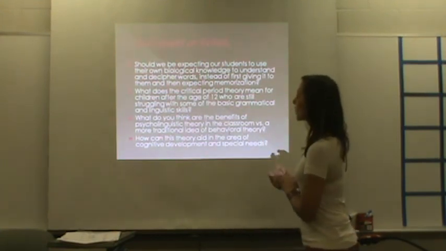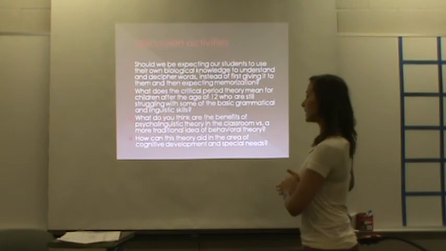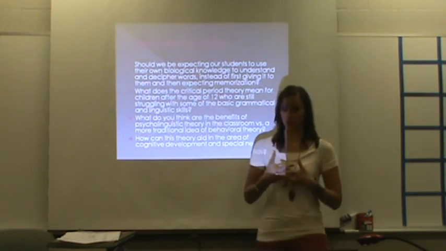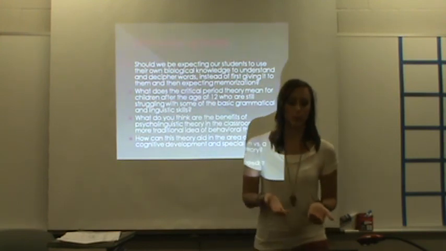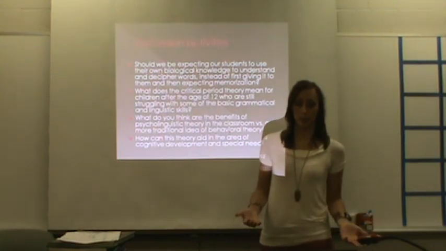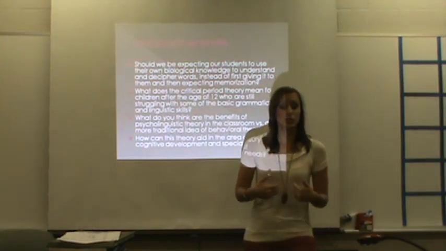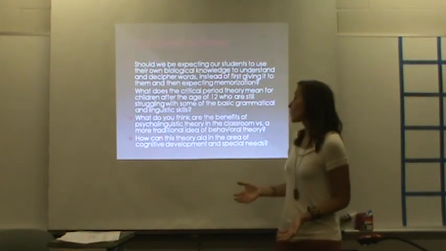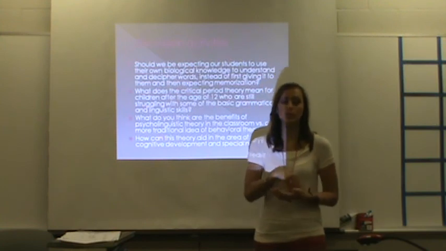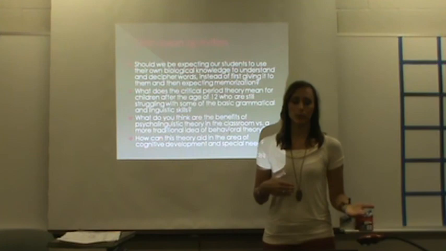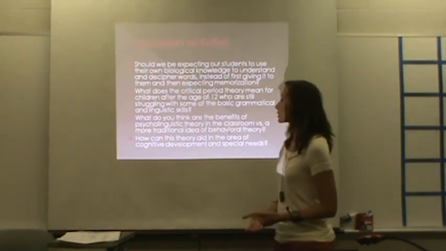The next question is, what does the critical period theory mean for children after the age of 12 who are still struggling with some of the basic grammatical and linguistic skills? So with this critical period theory, they're saying that by the age of 12, they should have acquired what they need to know for language. But there are still children, all of us have them at our schools, that after the age of 12 are struggling with some of the most basic grammatical and linguistic skills. So with this critical period theory, what would that mean for those children?